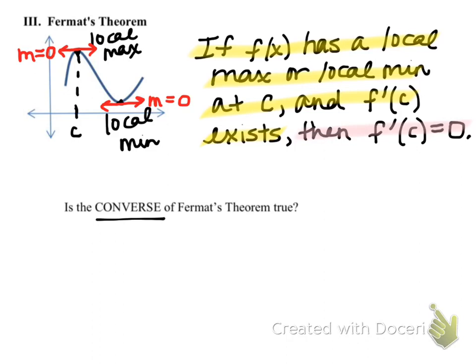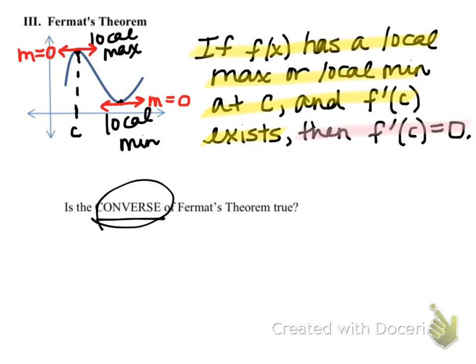If we interchange what I have highlighted in yellow and pink, we have a new statement, and that new statement is called the converse. So the converse would say if the derivative is equal to 0, then there must have been a local max or a local min. And we need to think about whether or not that statement is actually true. So let's draw some graphs and think about it. If the derivative is equal to 0, are we guaranteed to have a local max or a local min?